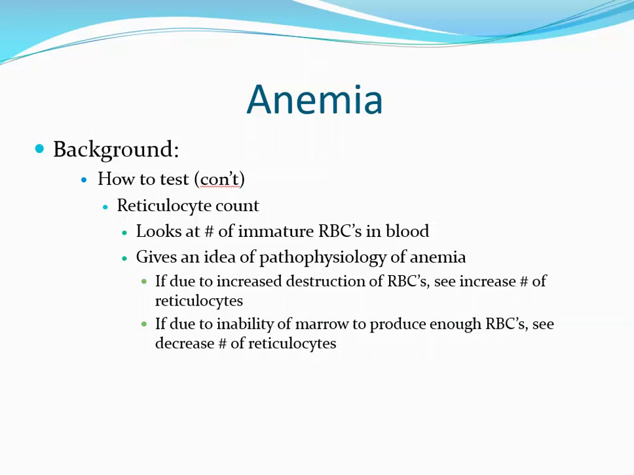If the anemia is due to an increased destruction of the red blood cells, you will tend to see an increase in the number of circulating reticulocytes because the bone marrow is struggling and trying to spit out cells before they are mature. If the anemia is due to an inability of the bone marrow to produce enough red blood cells, then you will see a decrease in the number of reticulocytes.